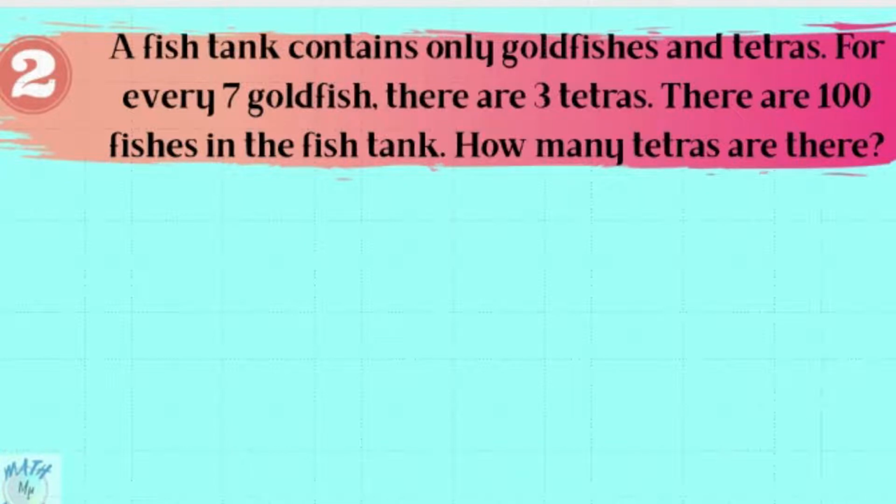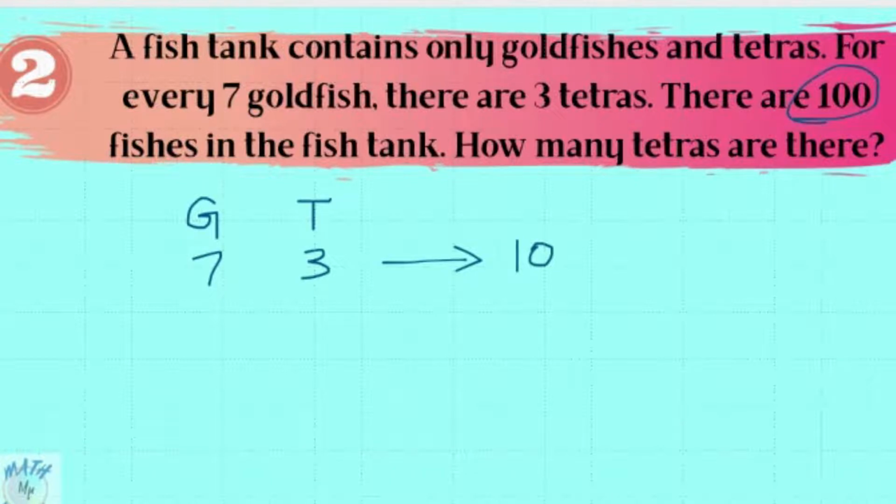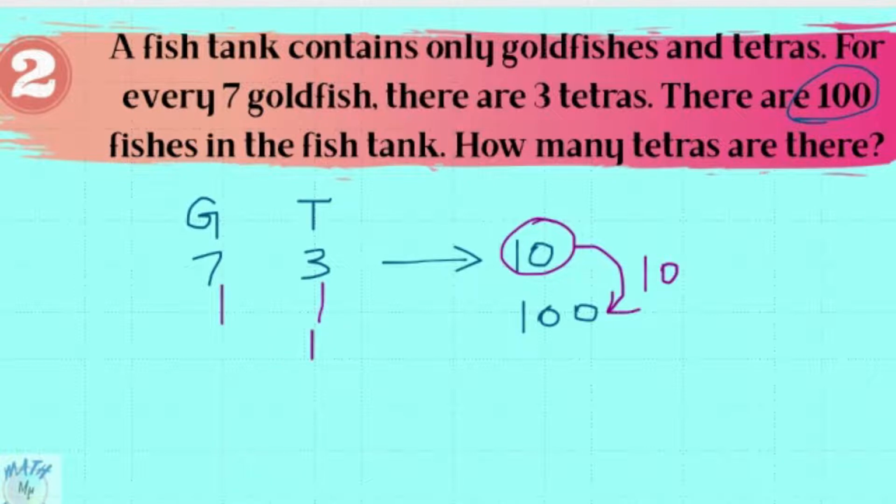Alright, I can see that there are only goldfish and tetras in the fish tank. If I assume G to be goldfish and T to be tetra, I can see there are 7 goldfish for every 3 tetras. Which means if there are 10 fishes in total, then out of the 10, 7 are goldfish and 3 are tetras. But they say there are 100 fishes in the fish tank. When I multiply the 10 by 10, I get 100. So to get the same ratio, I need to multiply the goldfish and the tetra by 10.